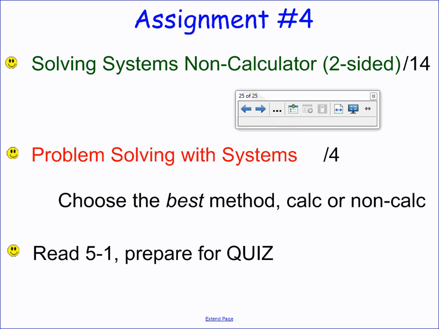And then lastly, together, these are great review for your quiz. You're going to read 5.1 and prepare for your quiz. Don't neglect to look over your note sheets too. But this is a good review assignment as we build up to our quiz. When's our quiz? Next class. Next class. Awesome.